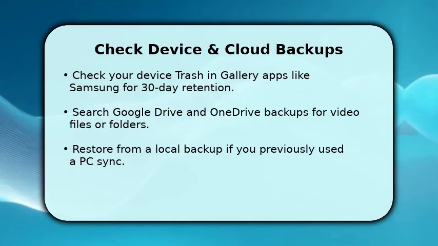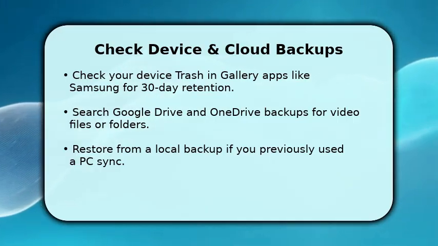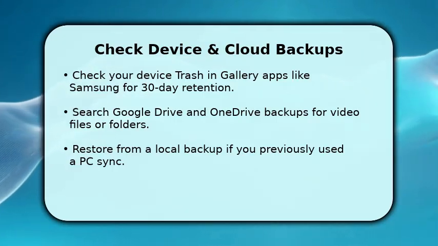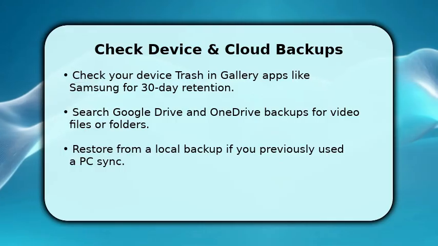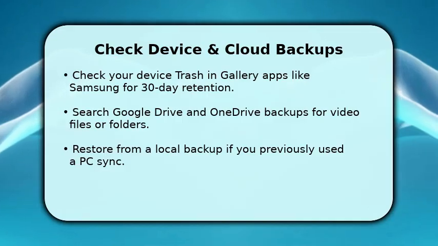Next, open Google Drive and OneDrive to search backup folders and synced camera uploads. Use the search field with file extensions like MP4 or MOV to find videos quickly. If you backed up to your PC, connect your phone with USB and check the backup folder for the missing file. Restore the file to the DCIM or move its folder on your device immediately.